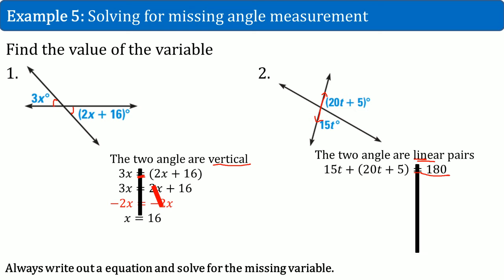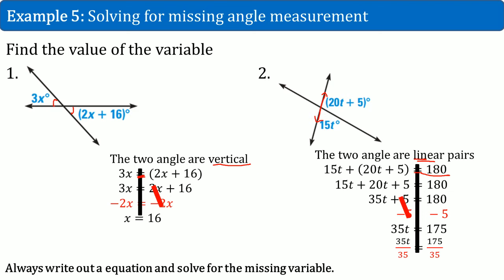Number 2, I'm going to draw this line and just separate it. I simplify this because we just get rid of the parentheses by multiplying by 1. 15t plus 20t is 35t. Nothing else changes, so we bring everything straight down. Subtract 5 to both sides. This 5 cancels out. You get 35t on the left hand side is equal to 175. Divide by 35 to both sides. You get t is equal to 5. Okay.